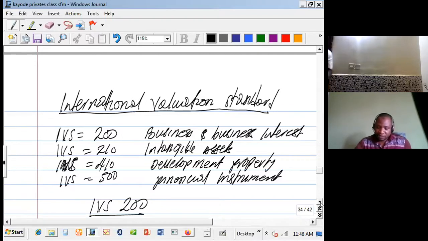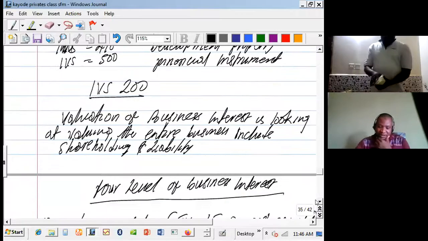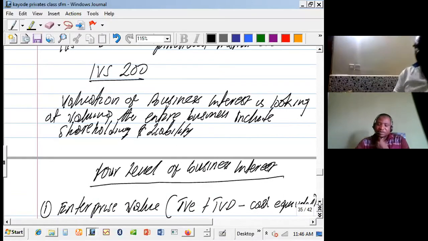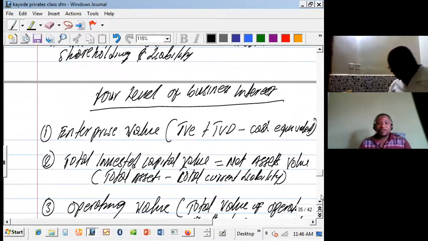Now, for IVS 200, valuation of business interest, we are looking at valuing the entire business, which includes shareholding and liability. There are four levels of business interest. The enterprise value. How do we estimate the enterprise value? It is the total value of equity plus total value of debt minus cost, cash, and cash equivalent.